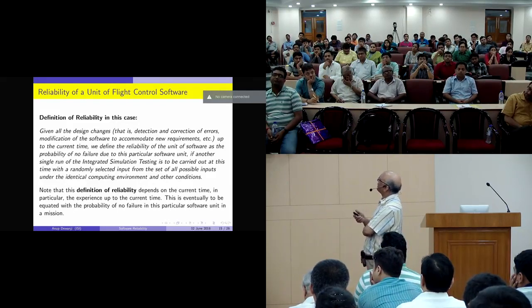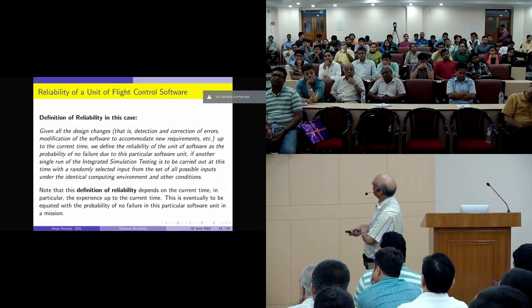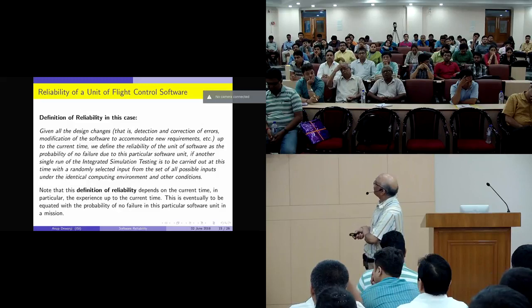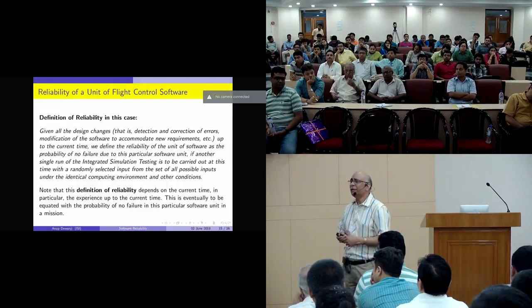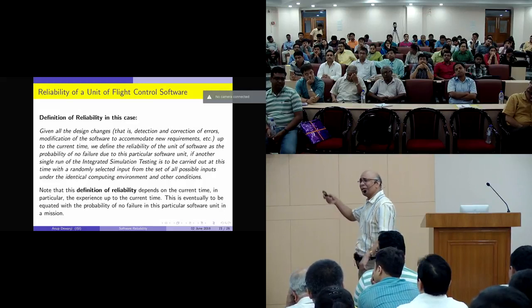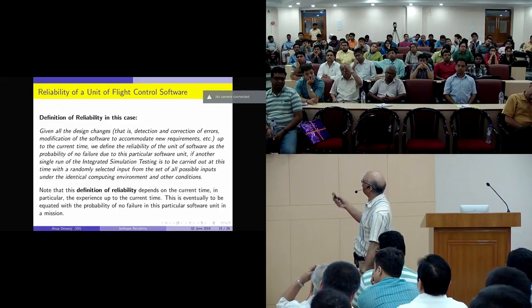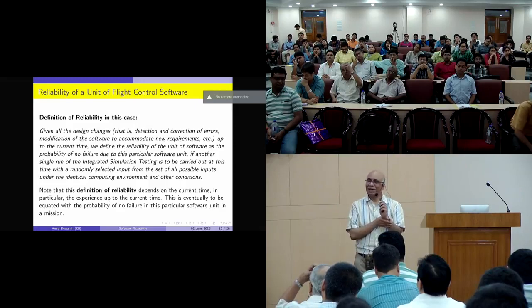So in this context, the definition of reliability, I wrote it down, you can read it up quickly. The reliability is this: if another single run of the integrated simulation testing is to be carried out at this time with a randomly selected input from the set of all possible inputs under the identical computing environment, then the probability of no failure due to this particular unit would be defined as the reliability. But I'm talking about no failure in one more simulation run. And that will be equated with the probability of no failure in the actual run, in the actual mission when it takes place, because they cannot afford so many actual missions.